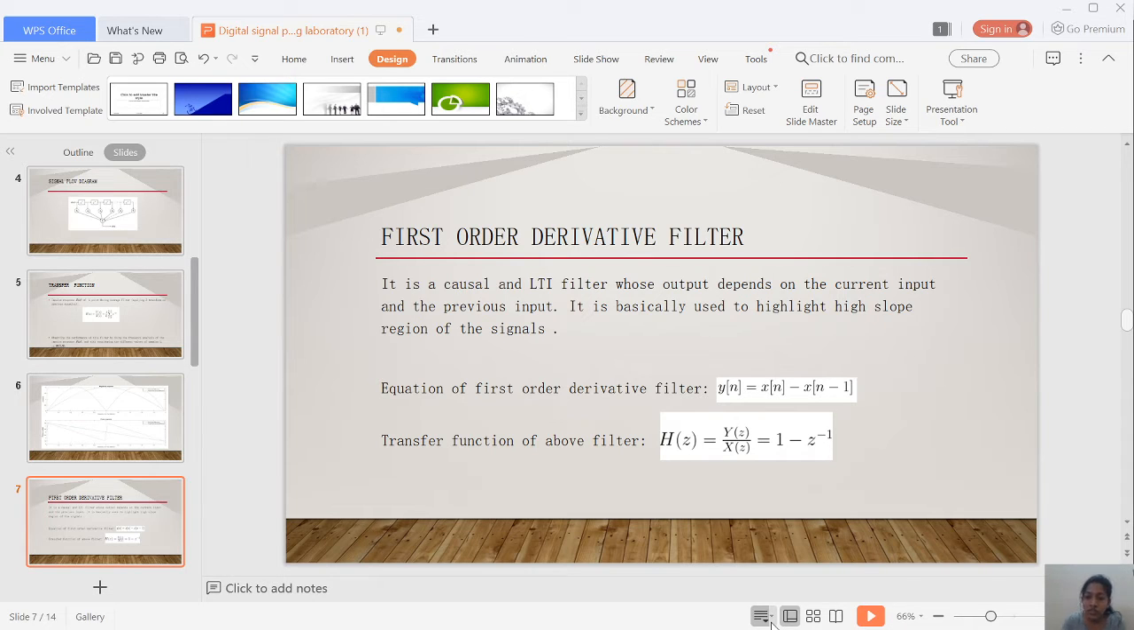So the equation of the first order derivative filter is y of n equal to x of n minus x of n minus 1. Here x of n minus 1 is the previous input. And the transfer function is obtained as y of z by x of z. This is the impulse response of the input signal. So it is given by 1 minus z inverse.